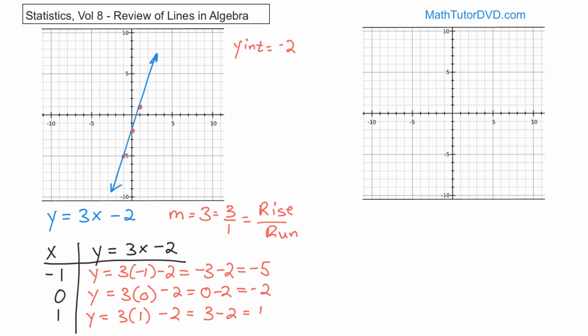Now, we're going to do another problem. This time we're not going to draw these points. We're just going to graph it by using the slope and the y-intercept. So -x plus 2. This is a different line.